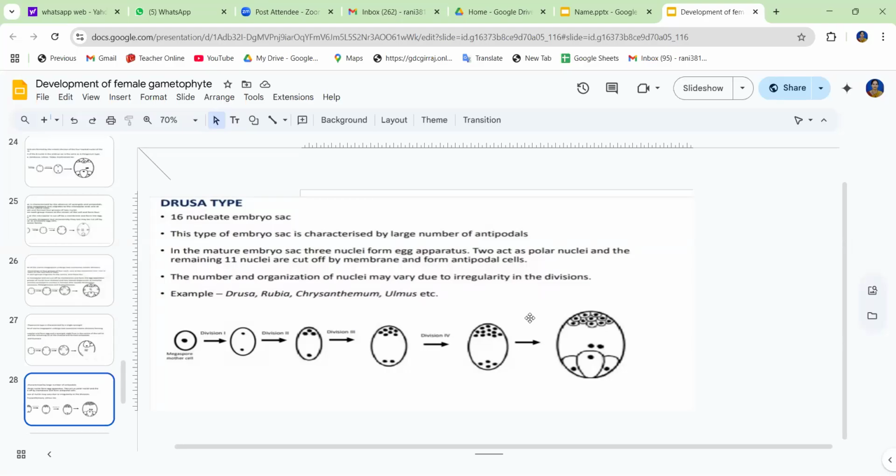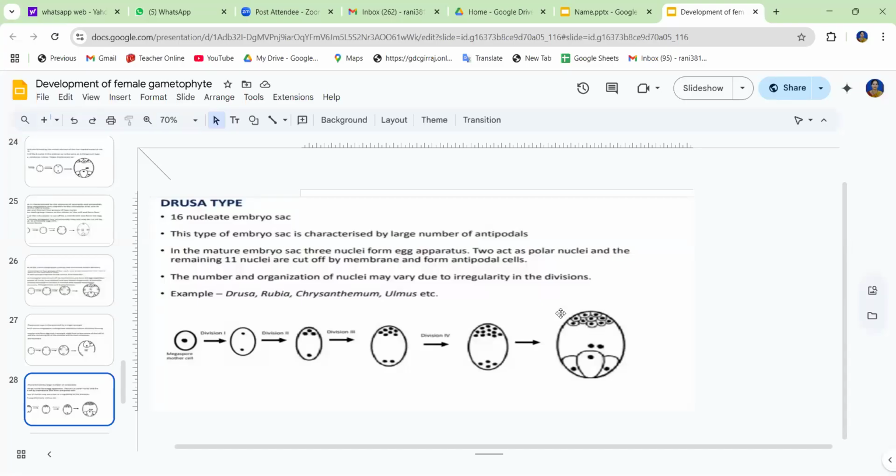Antipodal cells, and in the mature embryo sac, 3 nuclei form the egg apparatus, the lower portion, and 2 act as the polar nuclei in the center portion, the bipolar nuclei, and the remaining 11 nuclei are cut off by membrane and they form the antipodal cells. Okay, out of 12, 1 is in the center portion, the remaining 11 cells act as the antipodal cells.